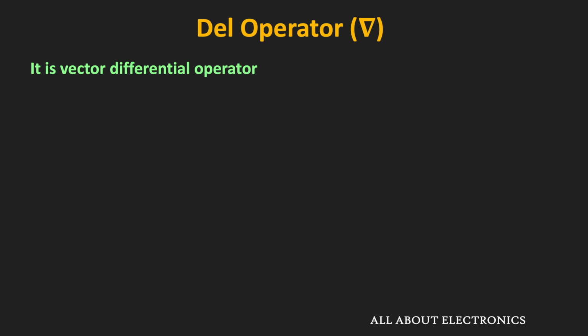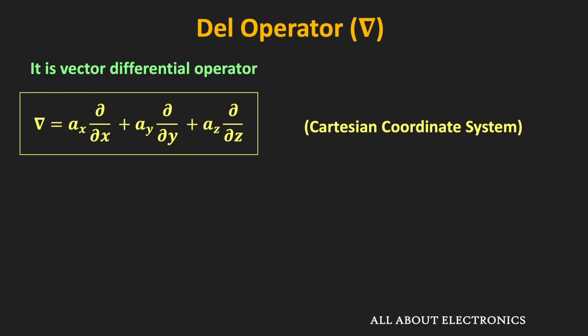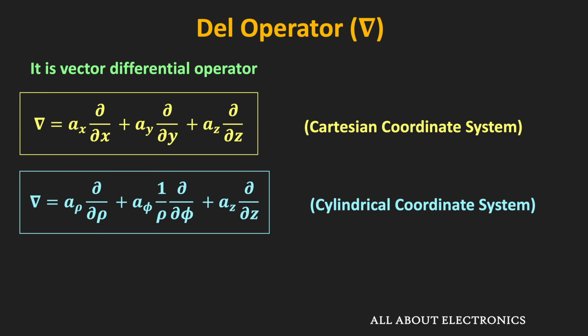So in the Cartesian coordinate system, this Del operator is represented by the following expression. That means here, in this Cartesian coordinate system if you see, then each component of the Del operator represents the partial differentiation in the respective direction. But here, the representation of this Del operator changes with the coordinate system. For example, in the Cartesian coordinate system, this is how the Del operator can be represented.